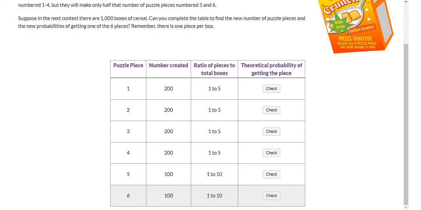Okay. Then it's asking for the theoretical probability. So they're asking that as a percent. So I need 1/5 as a percent. Anybody know what 1/5 is as a percent? 20%. So it's 20% for puzzle piece 1. 20% for puzzle piece 2. What about 3? 20%. 4? 20%. 5? 10%. It's half of that, so it's 10%, and 6 is 10%.